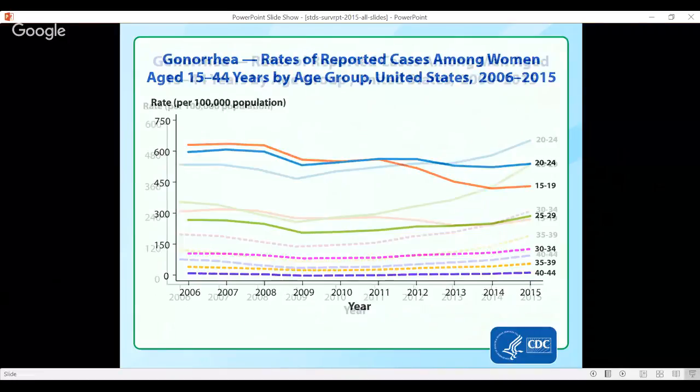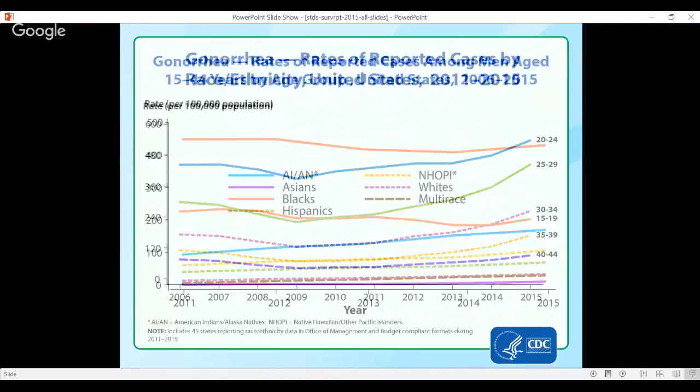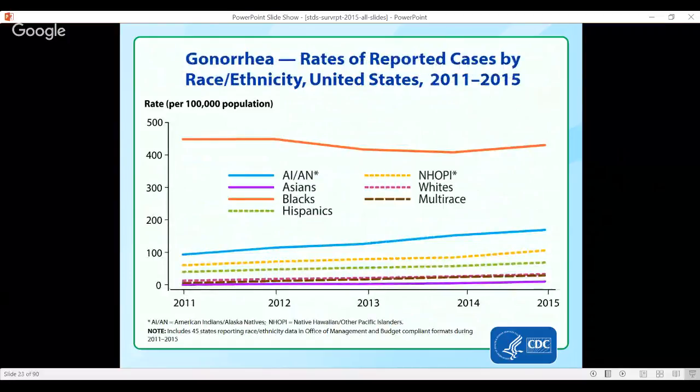I'm going to skip the age breakdowns, and try to show you the race ethnicity breakdowns. Okay, so again, you see that the highest rates of reported cases by race ethnicity is among Blacks. Second highest is among American Indian, Alaska Natives, so that's similar to what we saw before. Third highest, this yellow dotted line, is the Native Hawaiian other Pacific Islander population. So this one, green dotted line is Hispanics, so that's the fourth highest.